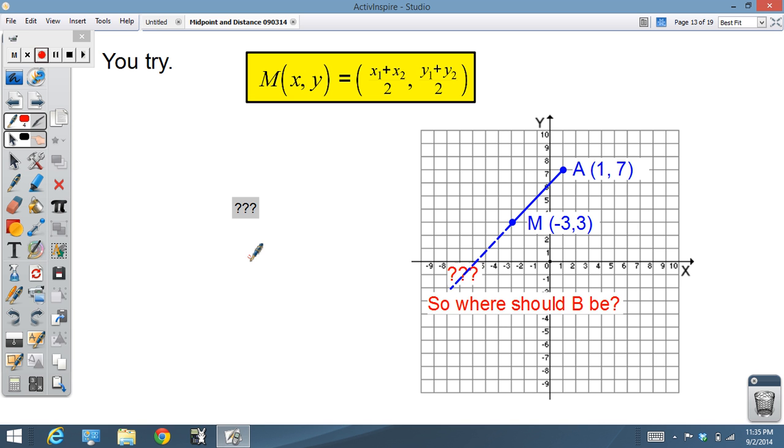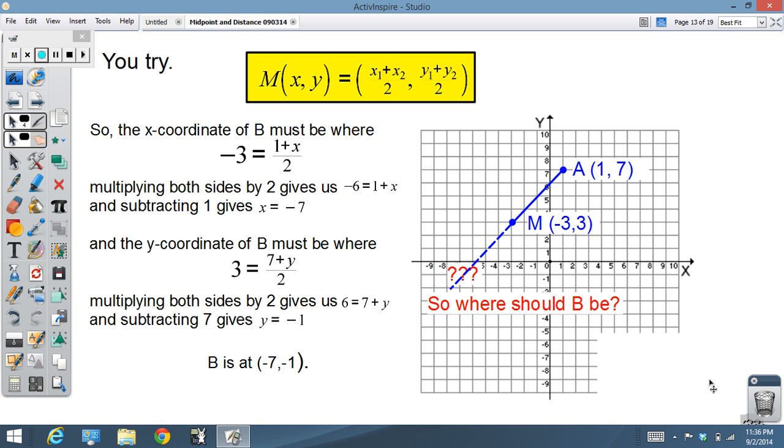A's at 1, 7, midpoint's at -3, 3. Where is B? Hit pause, try it, and then hit go. And hopefully you find out what's written here. I'll let you pause and go through it if you need to, but you'll find out hopefully that B is at -7, -1. There's B. Cool, cool.